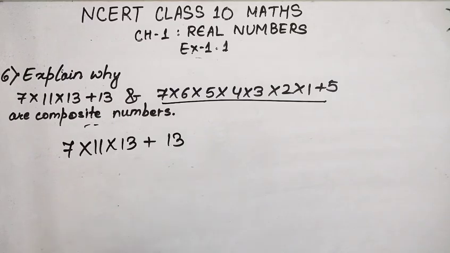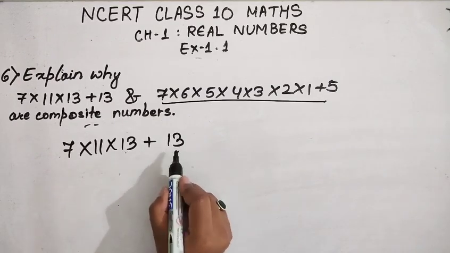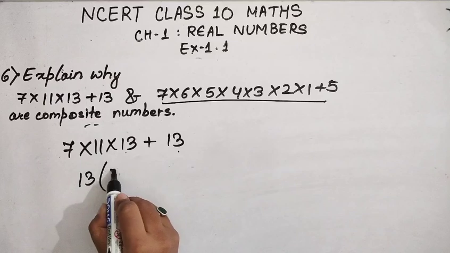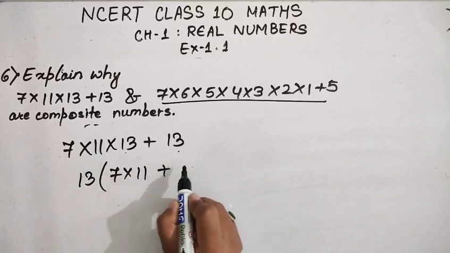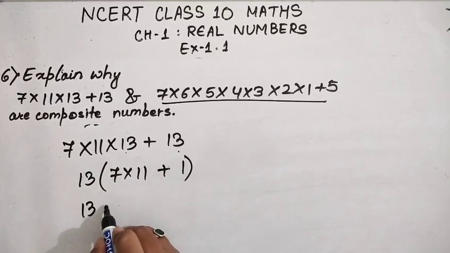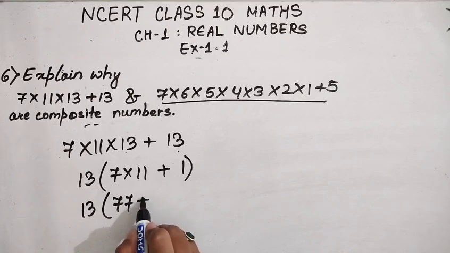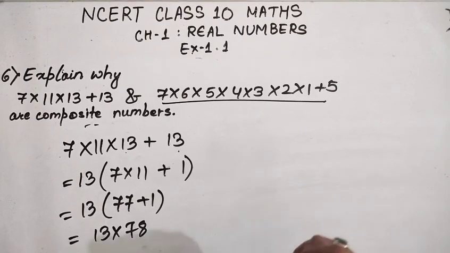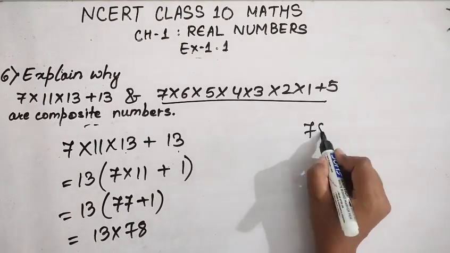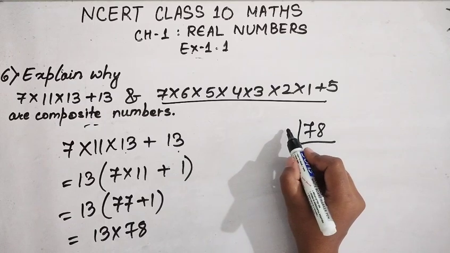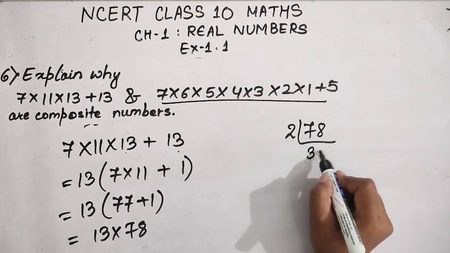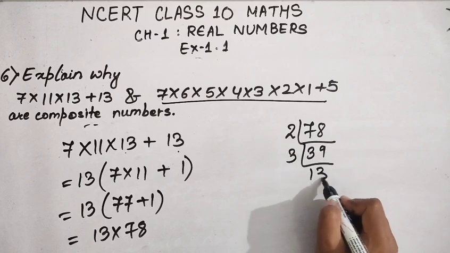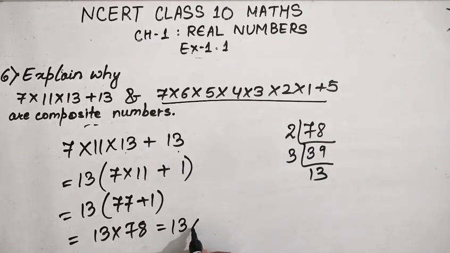13 here, since we have the addition in the middle and 13 on both sides, we can take it as common, plus 1. Again we have 77 plus 1, which is equal to 13 into 78. Now here what we can do is we can factorize 78 as per convenience and write it over here. 13 into 2 into 3 into 13.